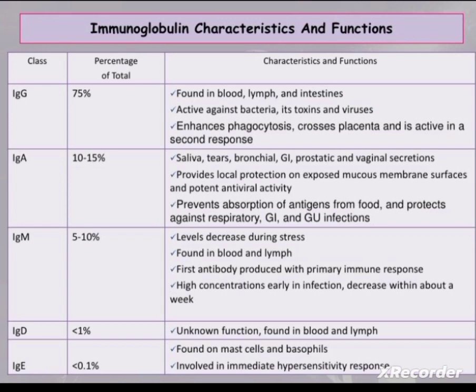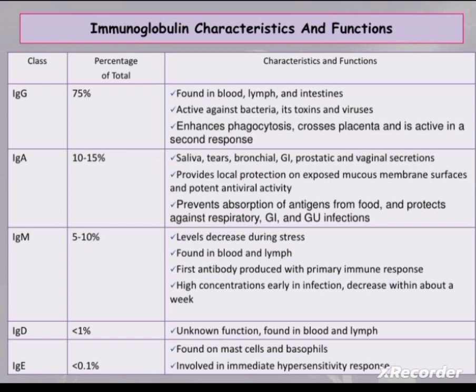Now we can see the characteristics and functions of IgG. IgG is the major immunoglobulin present in our body and it is found in blood, lymph and intestine. It is active against bacteria, toxins, viruses. It enhances phagocytosis, crosses the placenta and is active in the secondary response.